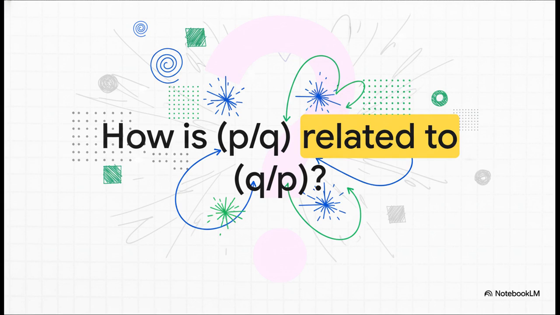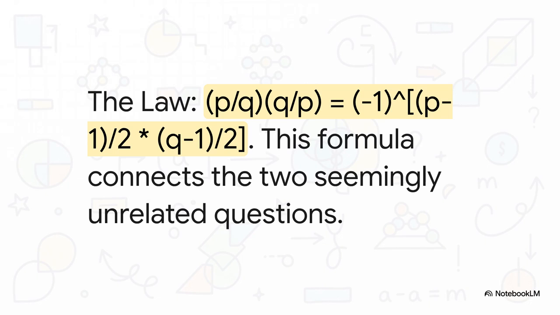I mean, they seem like two totally separate, unrelated problems, right? And here it is. This is the answer, the Law of Quadratic Reciprocity. I know, it looks a little intense with all those parentheses and exponents, but what it's saying is honestly one of the most shocking and beautiful truths in all of number theory. This is the formula, the secret key that directly links those two seemingly separate questions.